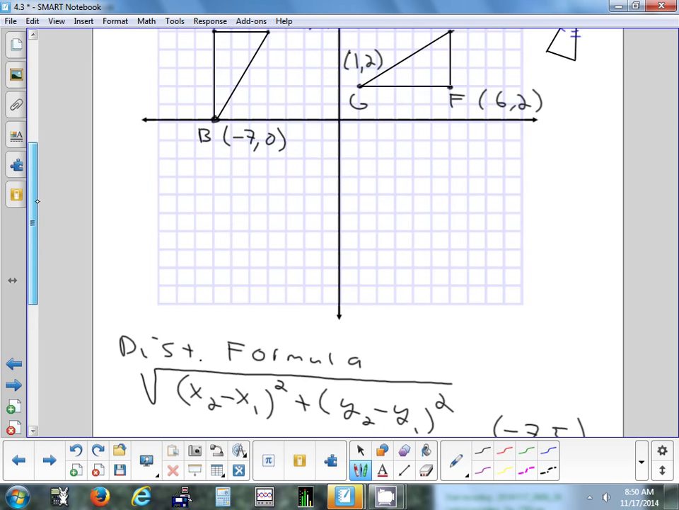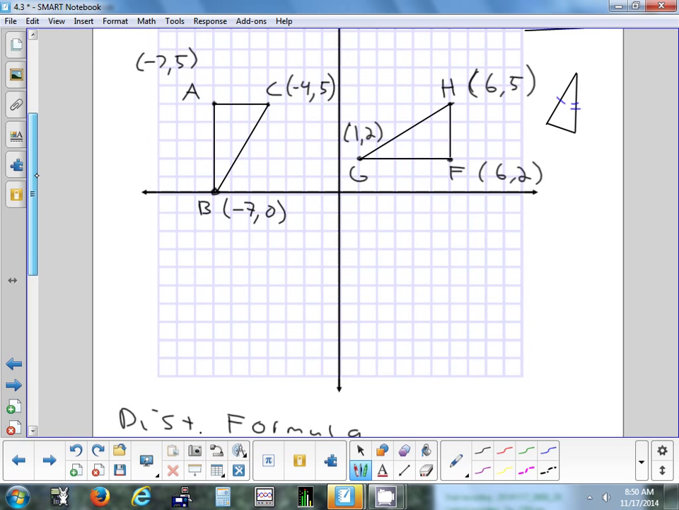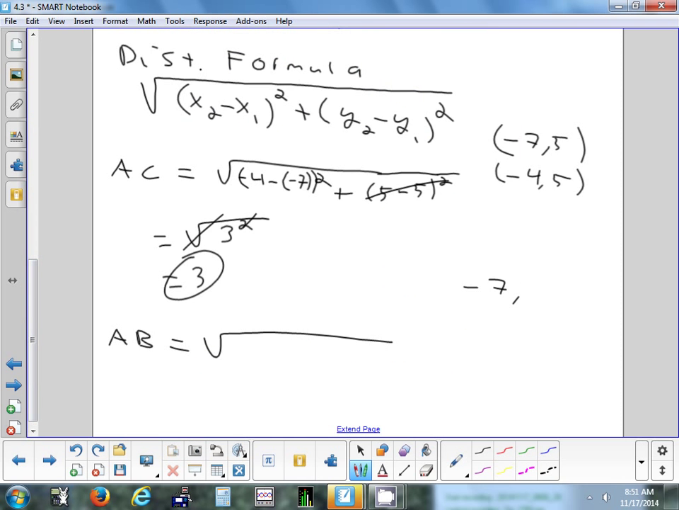Okay, let me just copy down my coordinates. So it's negative 7, 5, and negative 7, 0. All right, so fill the formula in. Subtract your x's. Negative 7 minus negative 7. Don't forget to square it. I put that second negative 7 in parentheses because it's kind of confusing when you have the two minuses next to each other. So hopefully that looks a little clearer. And then the second part, let's do 5 minus 0.